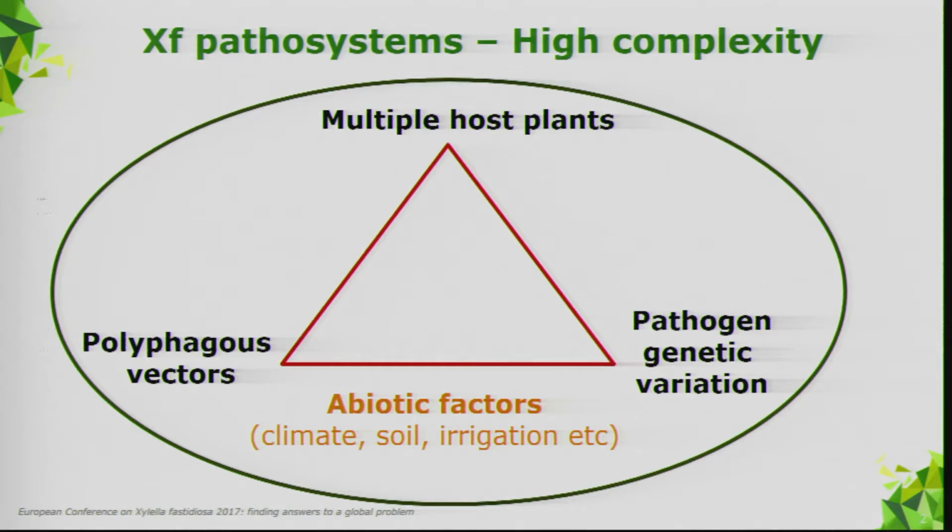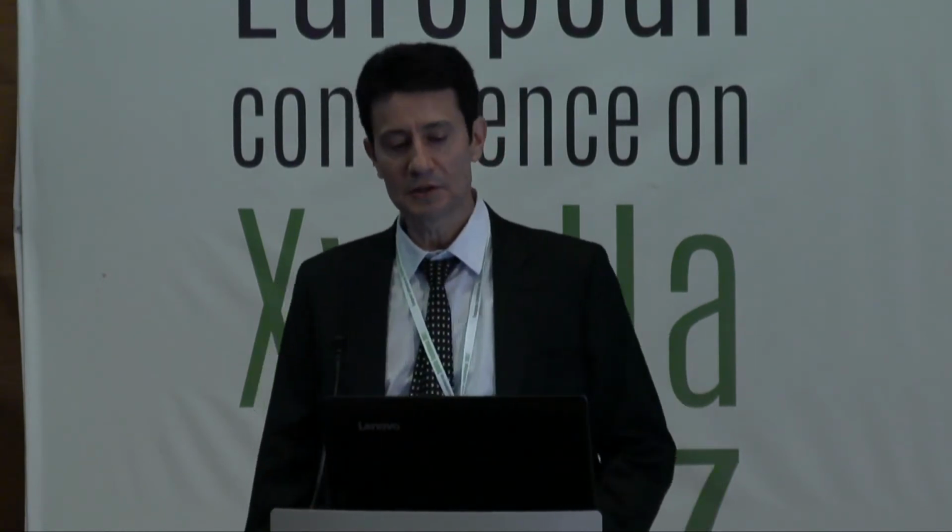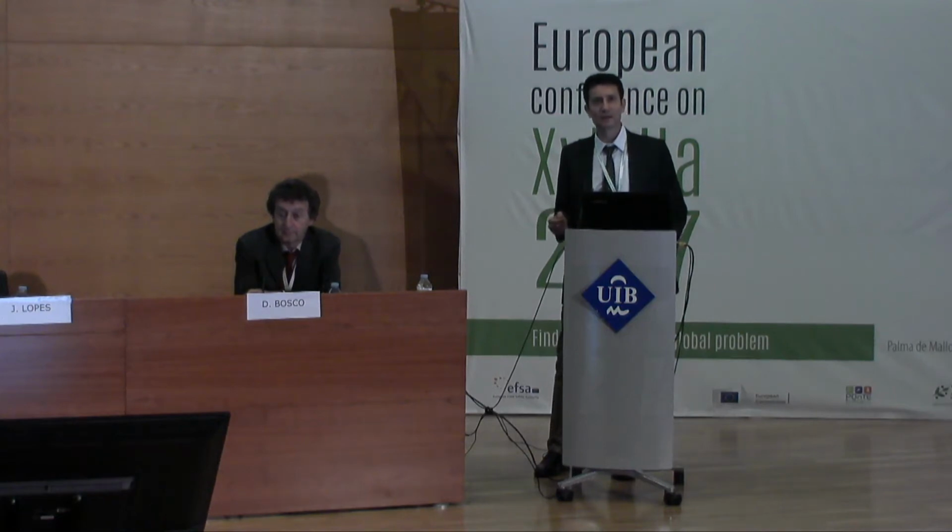So, as you see, Xylella fastidiosa pathosystems are very complex. You have pathogen genetic variation. You have different subspecies, different sequence types. Even in the same crop, you may have different subspecies or sequence types. You also have, in general, many host plants. You have several vector species, in many cases, in other cases not, but in particular situations you can have several species. And affecting all these disease elements, you have the abiotic factors that interfere with the occurrence of plants and vectors, and therefore have implications on epidemiology and on symptom expression of this disease.